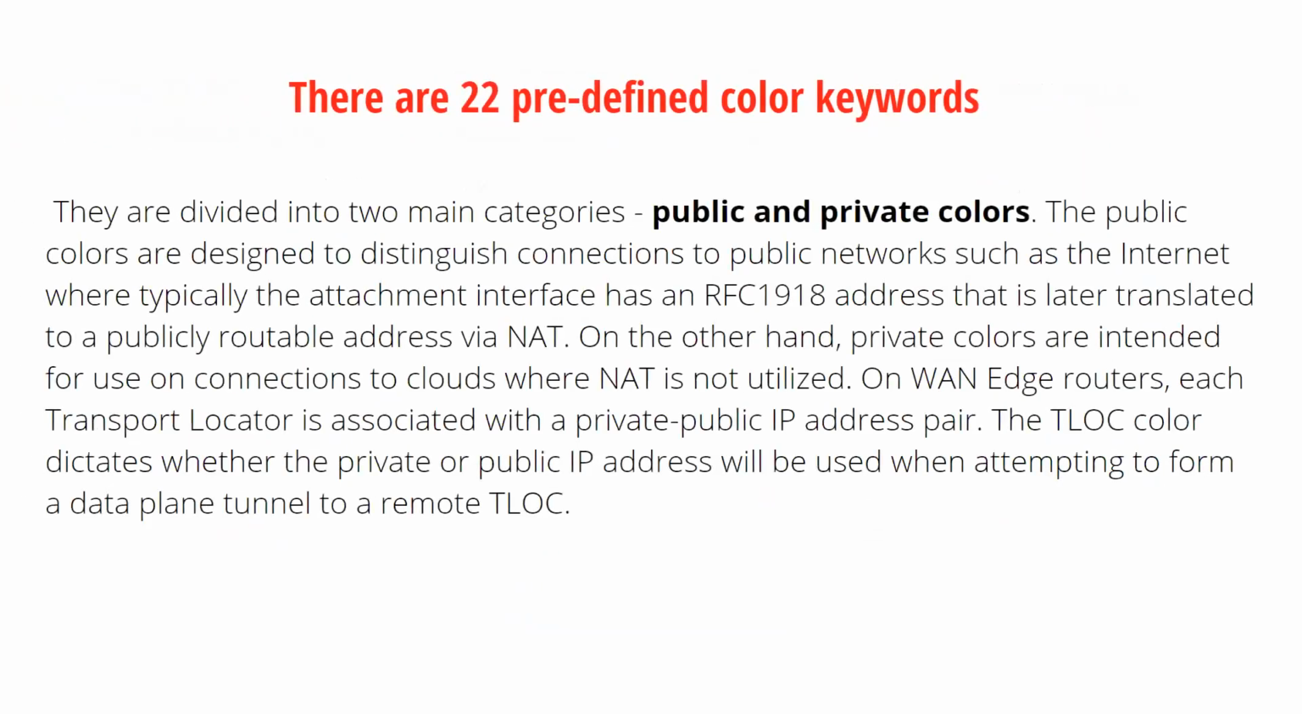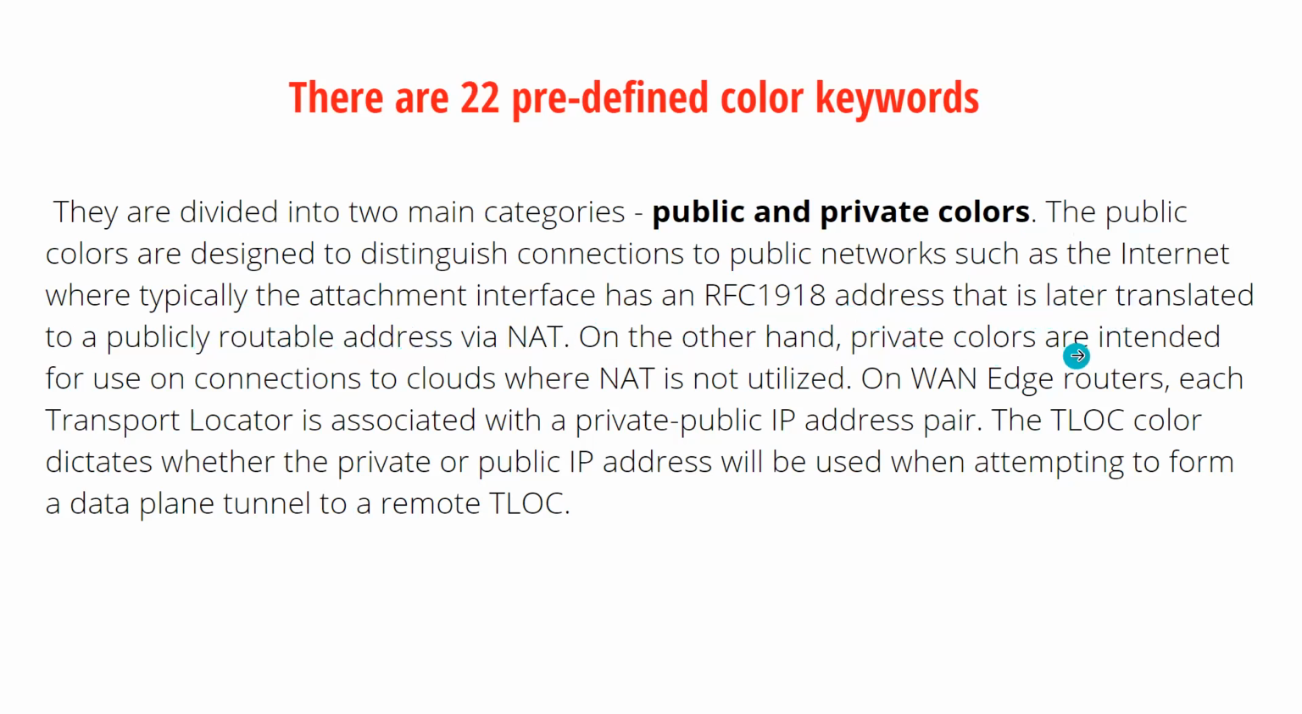There are two types of predefined colors, public and private colors. So now from here, we will start understanding the significance of these. These are divided into two main categories, public and private. The public colors are designed to distinguish connections to the public, such as internet, where typically the attachment interface has an RFC 1918 address that is later translated to a public routable address via NAT.